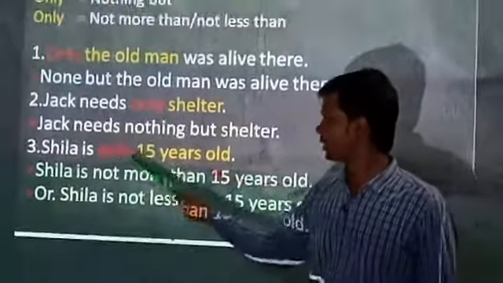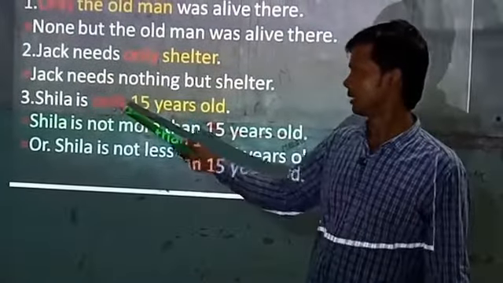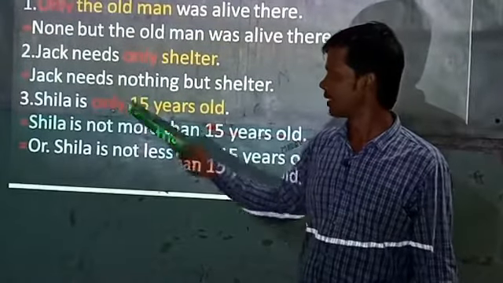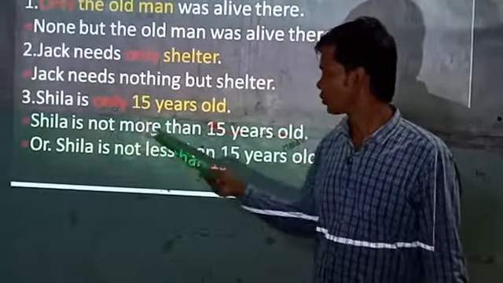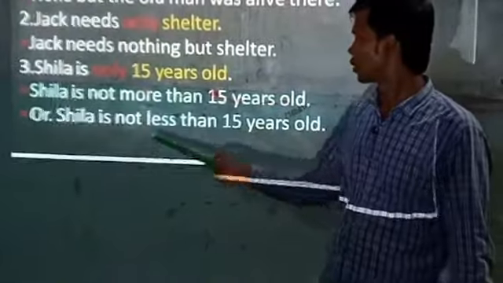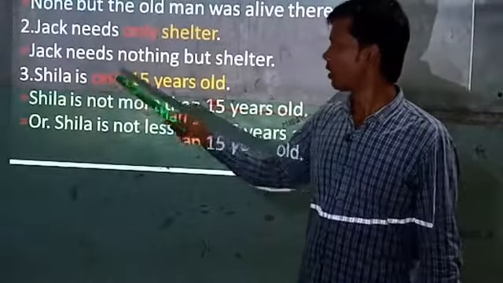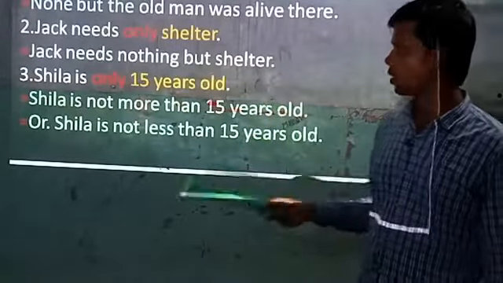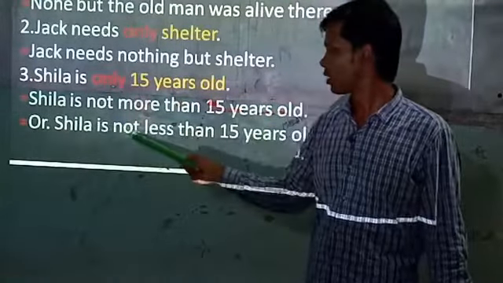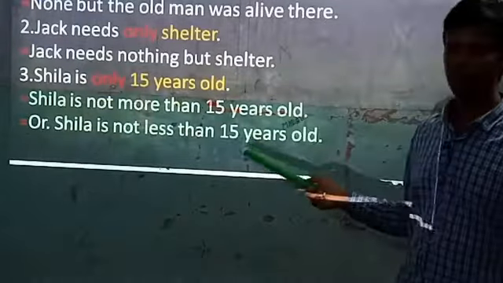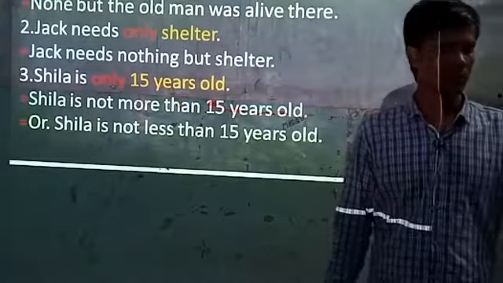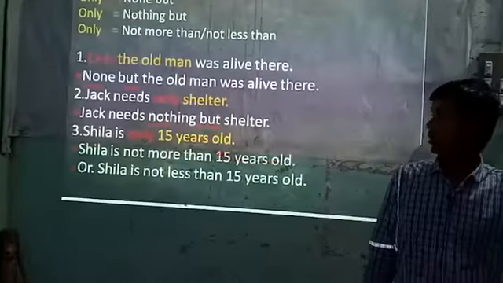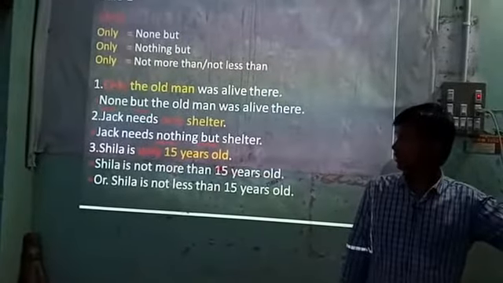Sheila is only 15 years old. Here only indicates number. So we will write not more than or not less than in place of only. Sheila is not more than 15 years old, or Sheila is not less than 15 years old. In this way, you will have to transform the sentences. So, look at this, how I changed the sentences into negative.